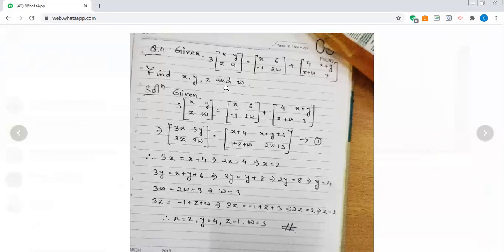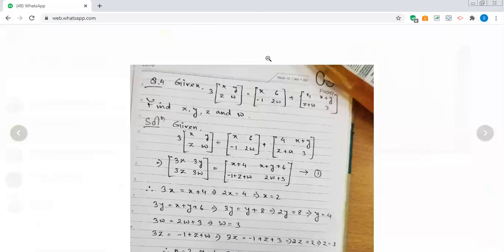So one of the matrices is x, 6, minus 1, 2w plus 4, and the other is x plus y, z plus w, 3. So this is given to you, and from here you have to find the values of the unknowns x, y, z and w. So if you want to find the values of the unknowns, first you have to check whether the matrices given are equal or not.